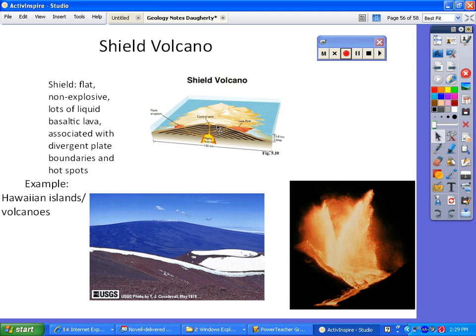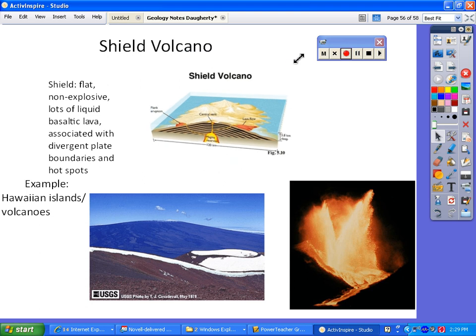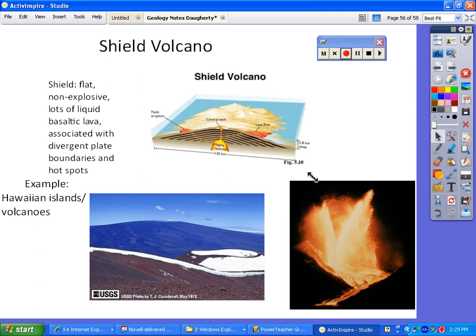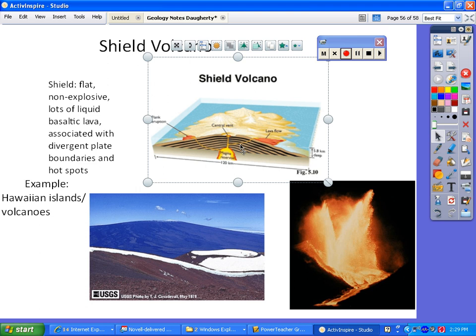And here you can see, this is a really good picture. Let me see if I can make this a little bit bigger here. So here we see two plates diverging. We see that magma coming up. It's forming new crust. This builds up eventually until it forms probably a landmass that has volcanoes on it. So a really, really good example of this would be the Hawaiian Islands.